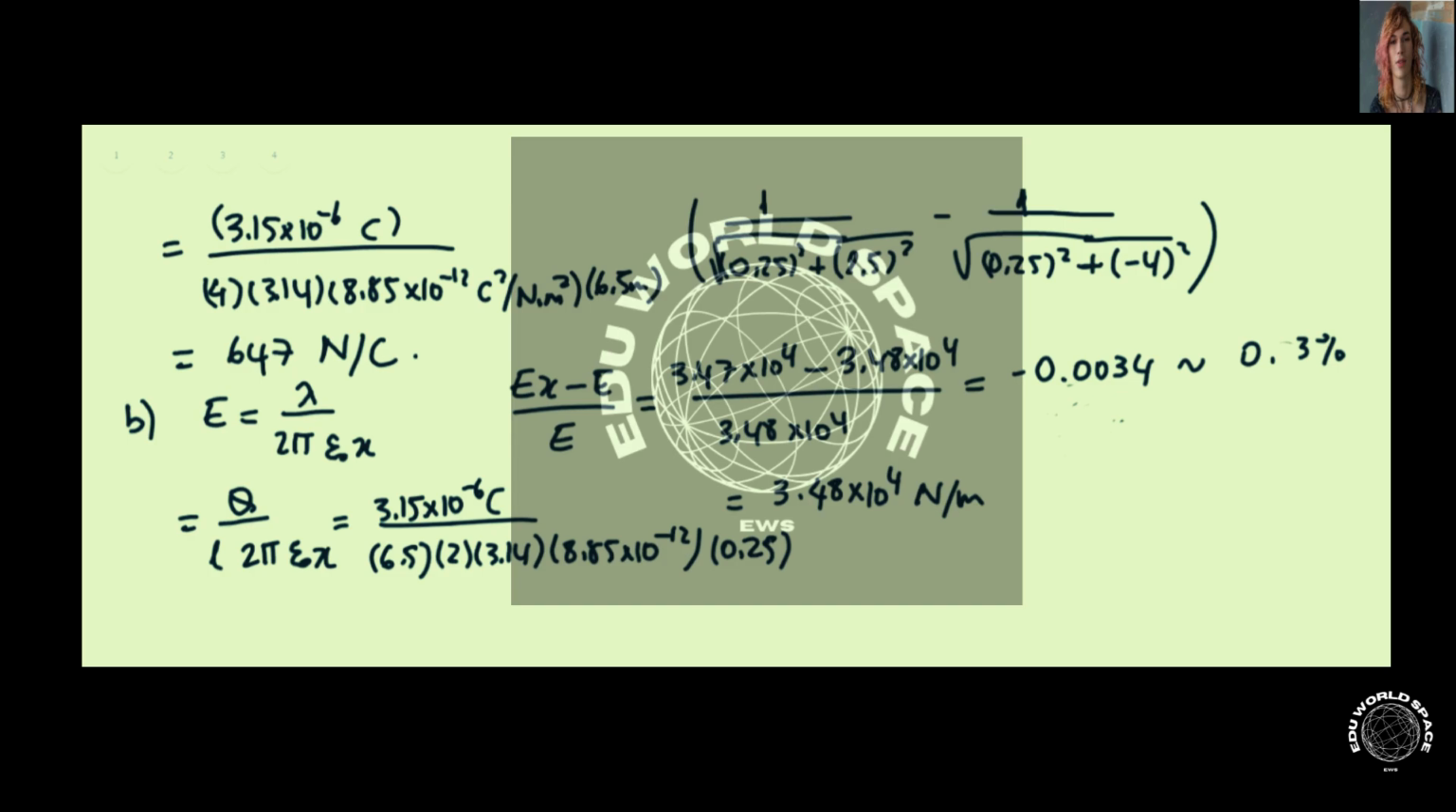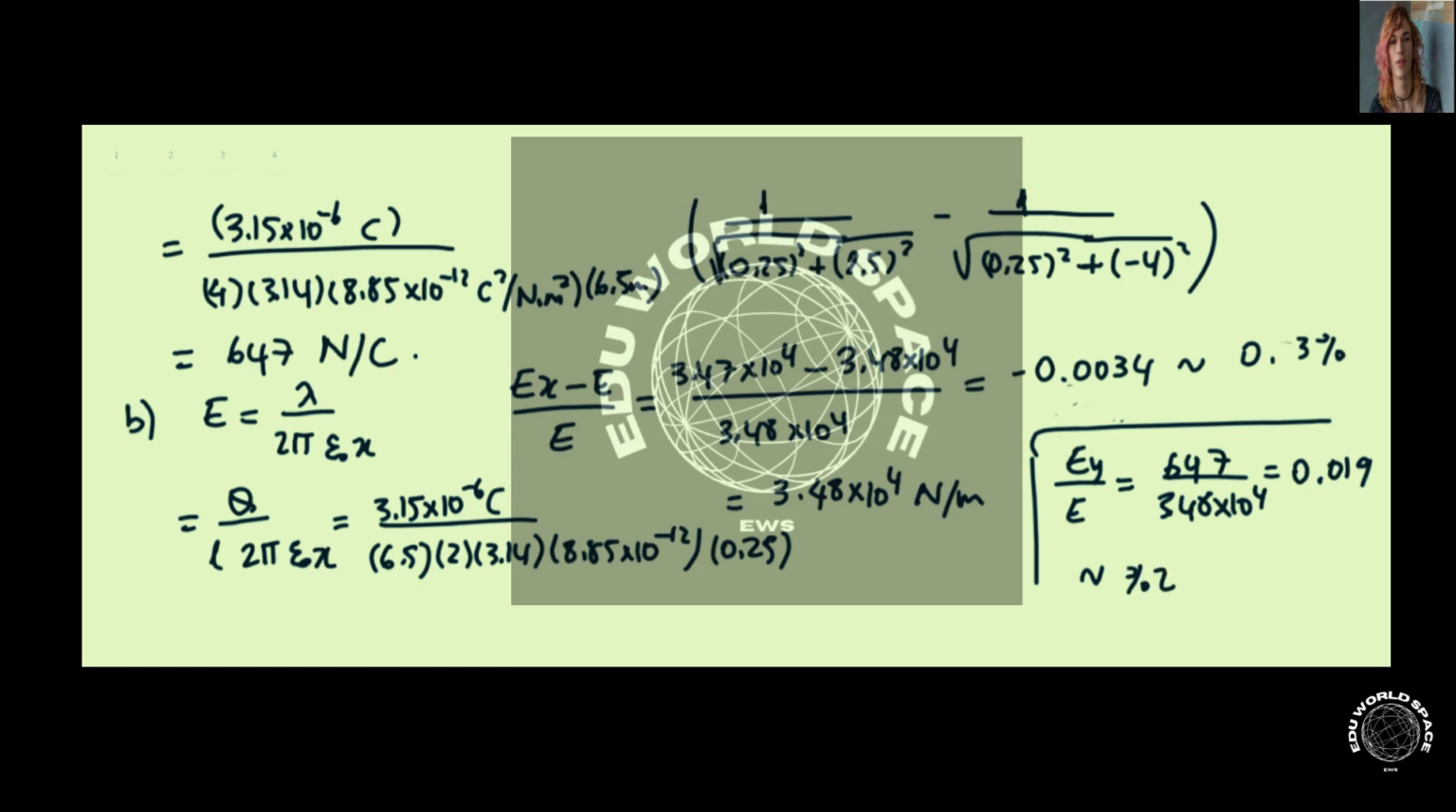Now let's look at the error in the y portion. Ey over E. Ey is 647 divided by 3.48 times 10 to the power of 4. Then what we have here is 0.019. So this corresponds to almost 2%, right? Still, it's a very good approximation, right?